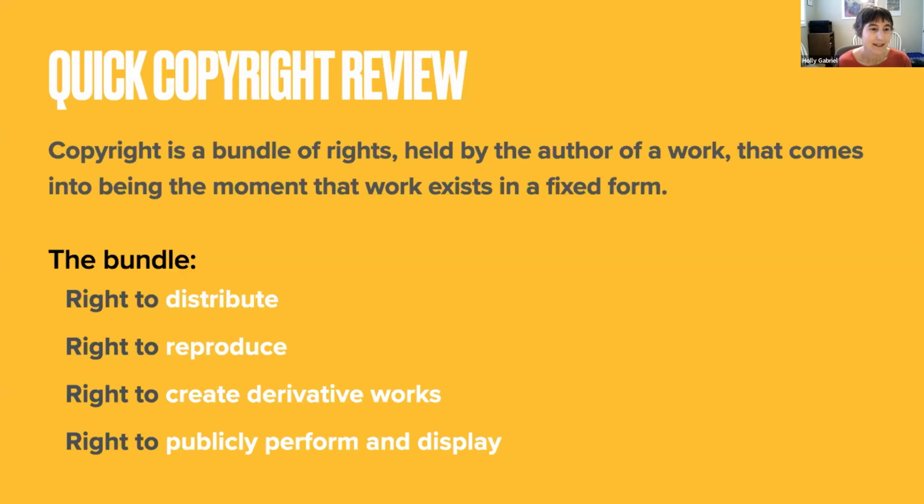Next. So we want to provide a quick copyright review. As many of you know, copyright is a bundle of rights held by the author of a work that comes into being automatically the moment that work exists in a fixed form. That bundle of rights includes the right to distribute, reproduce, create derivative works, and publicly perform and display the work. So just talking about that definition of derivative works and what we mean by that.